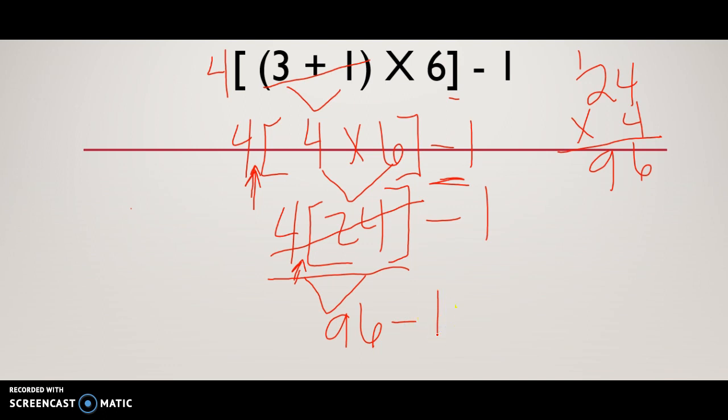And the reason you had to multiply first: you have this 24 in brackets, that means do me first. And also, since this means multiplication, remember that multiplication and division come before subtraction and addition. So 96 minus 1 is 95.